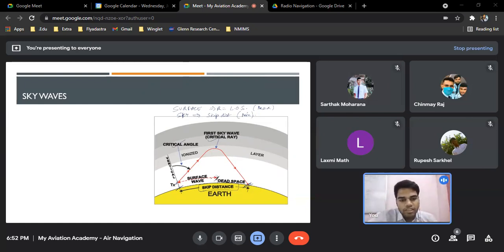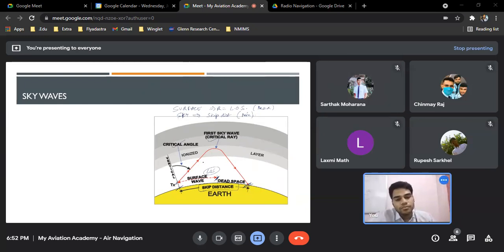This is the point of maximum range or line of sight. This is the maximum and this is the minimum. So the difference between the maximum and the minimum, or the difference between the range of my surface wave and the sky wave, gives us a small portion. The small portion of the earth is known as dead space.